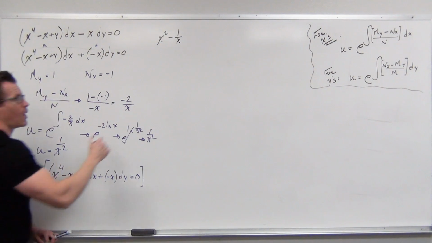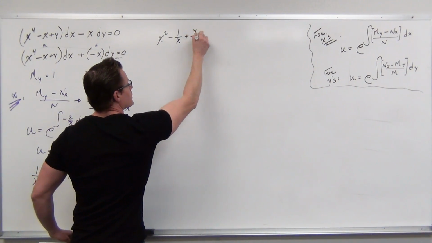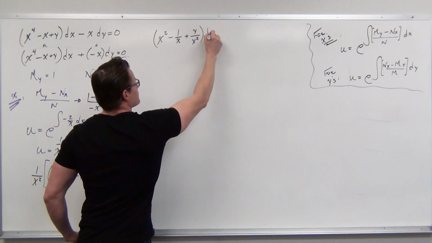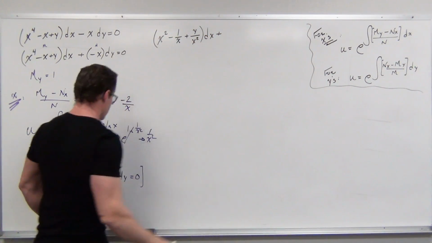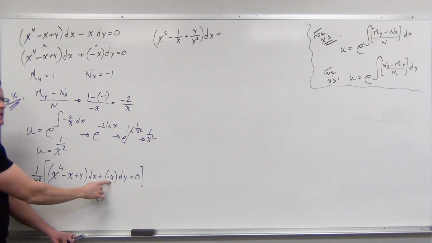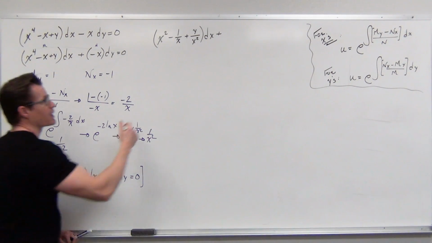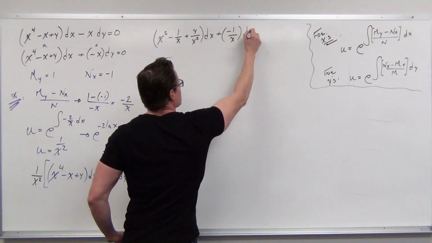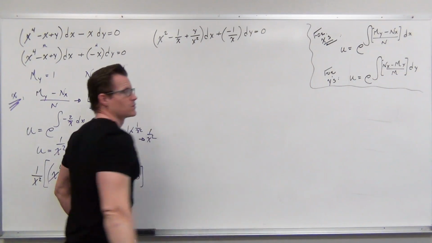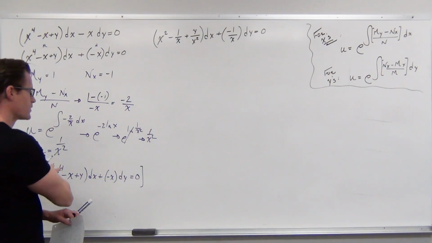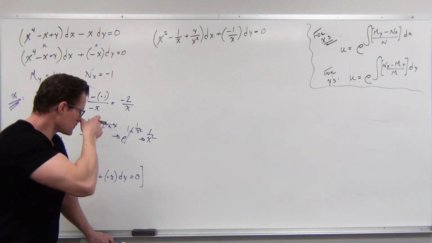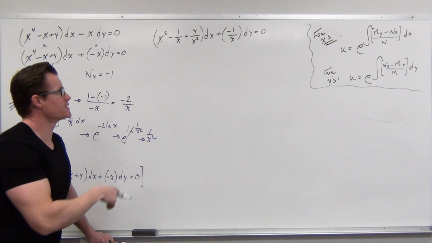We're going to get y over x squared dx plus, let's see, negative x over x squared, it's 1 over x dy, and still equal to 0. You multiply by a function of x. x cannot be 0 here.